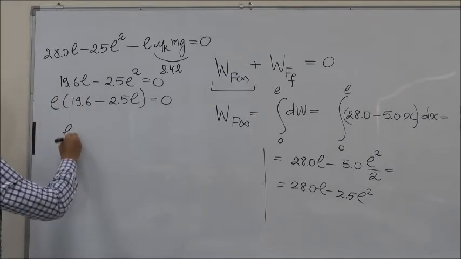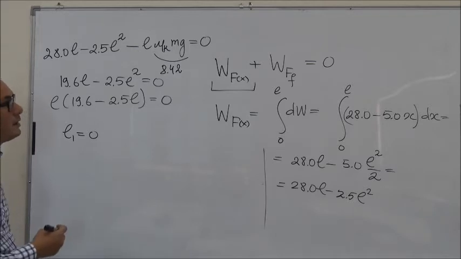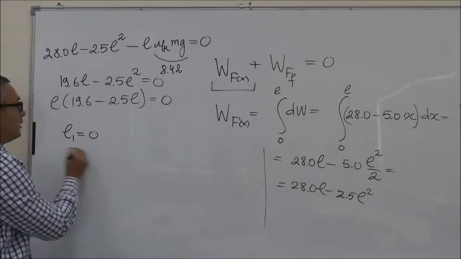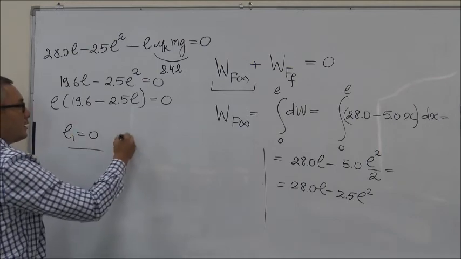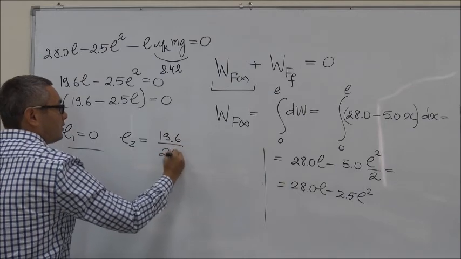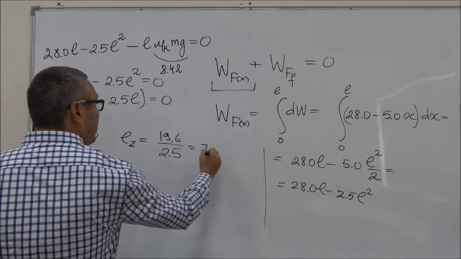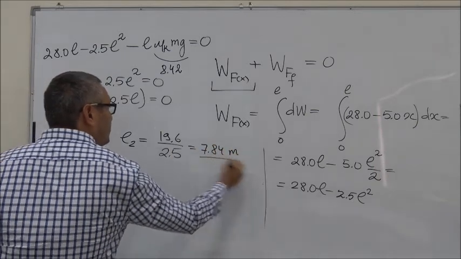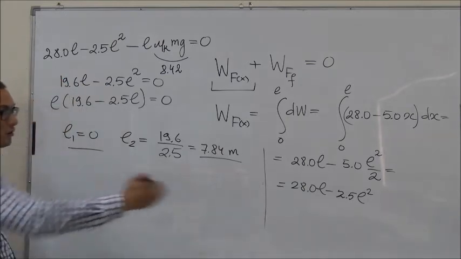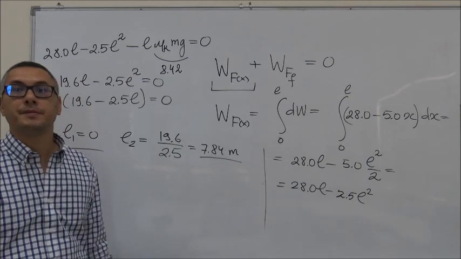The first one, L1 is equal to 0, which is trivial. Obviously, at the very beginning, when we haven't traveled any distance, the total work is 0. Makes sense. And the second one, L2, is 19.6 over 2.5, which is then equal to 7.84 meters. So when the block travels 7.84 meters, the total work done on the block by these two forces combined is equal to 0. That's it.